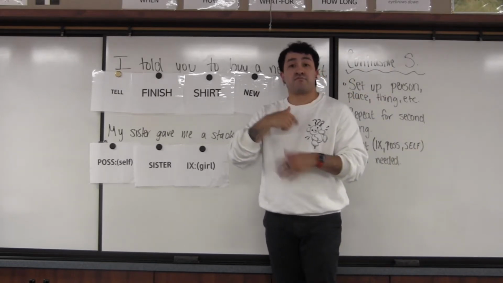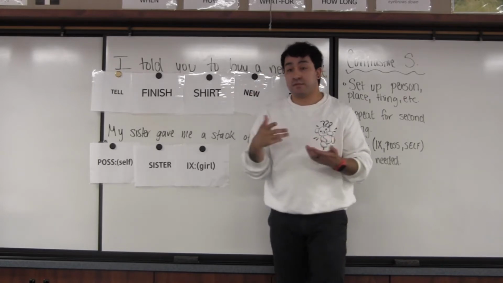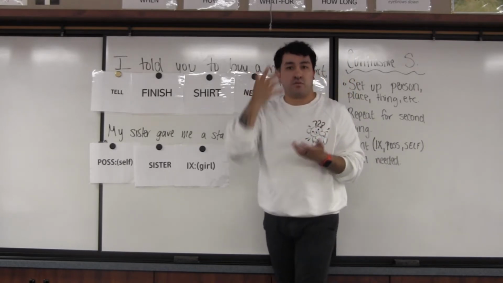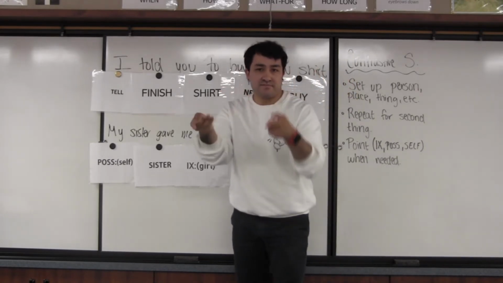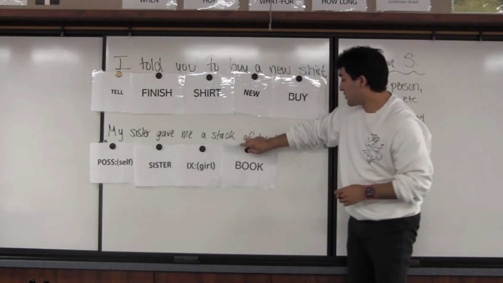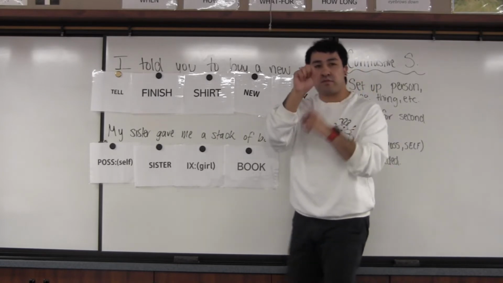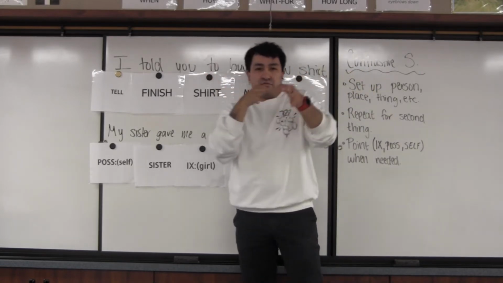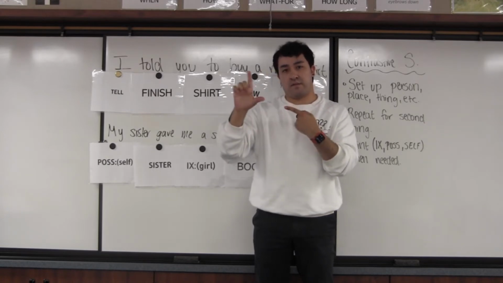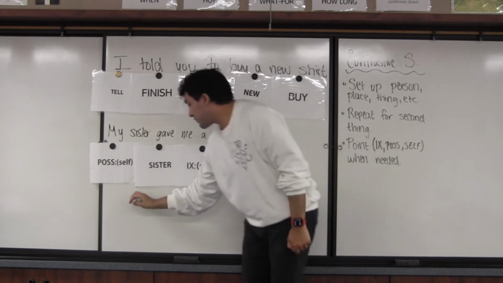So first thing, when we sign giving the stack of books, we can't just go into it because that hand shape for the stack of books could be other things as well. So we do need to start with books so we know what the object is. Remember, objects should always come first. More information, better. So stack of books, stack of is a descriptor, so we're going to use a classifier for that.